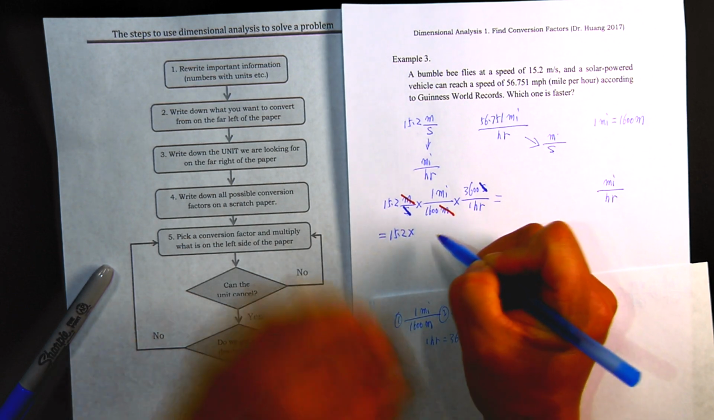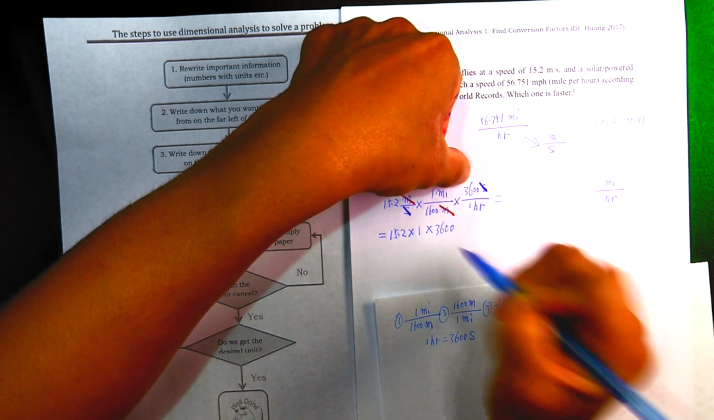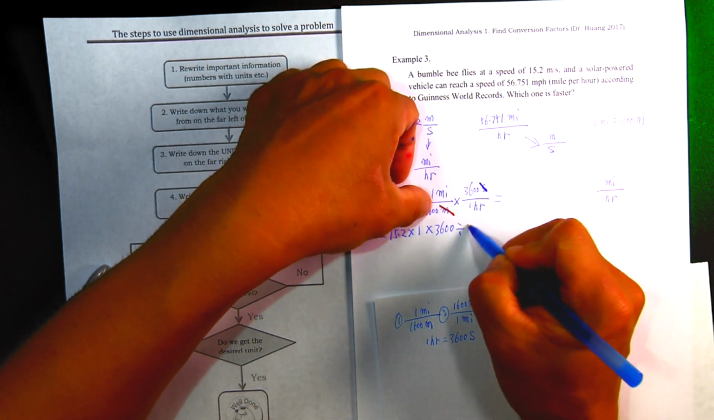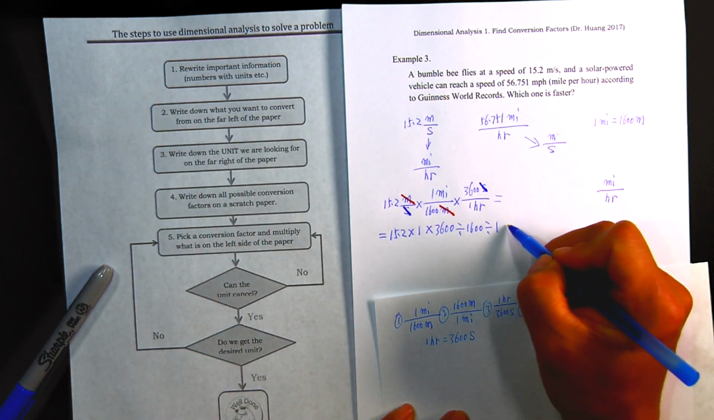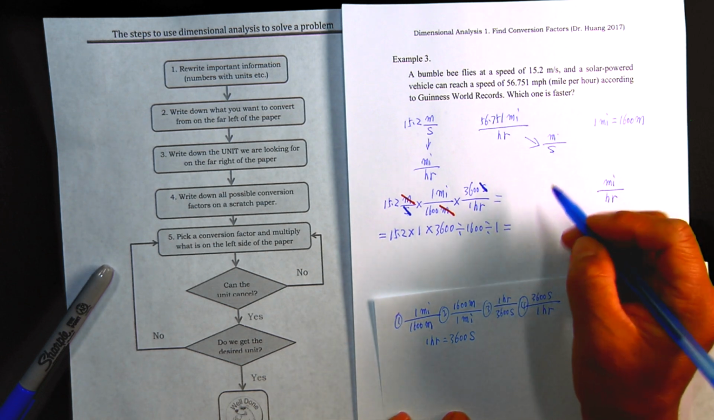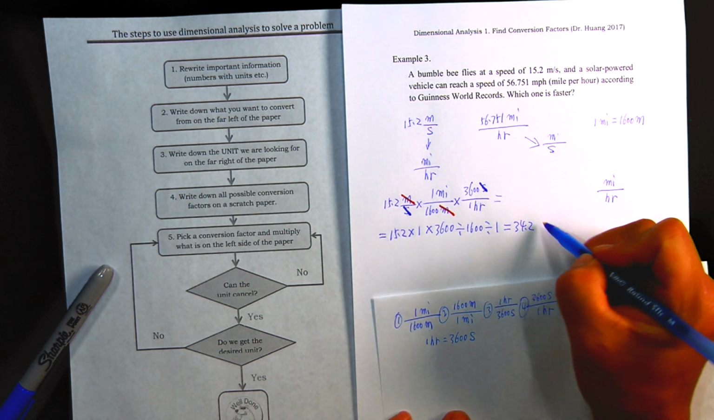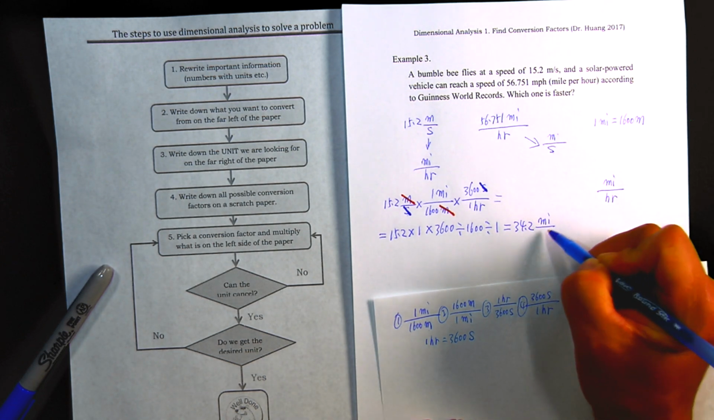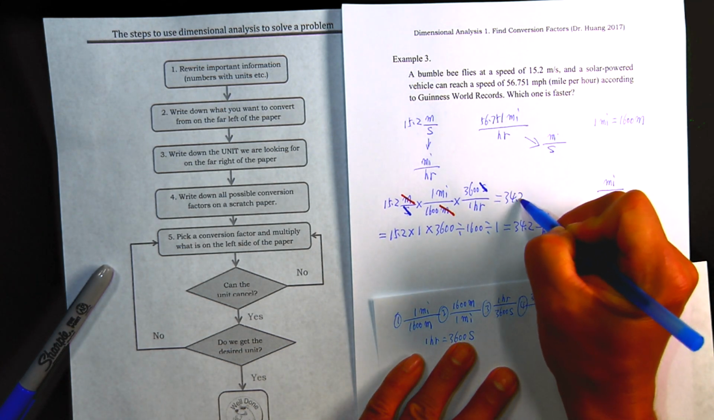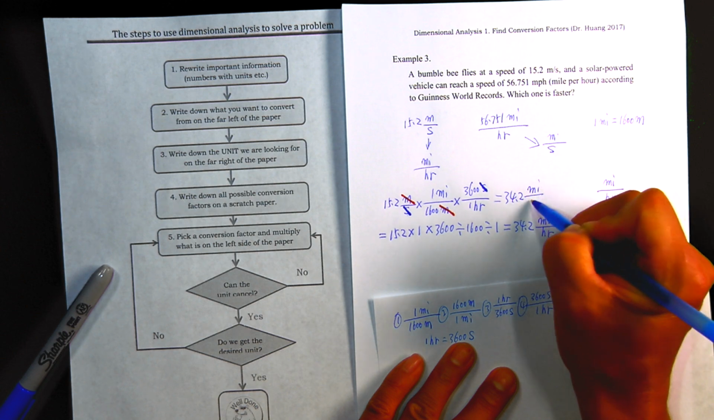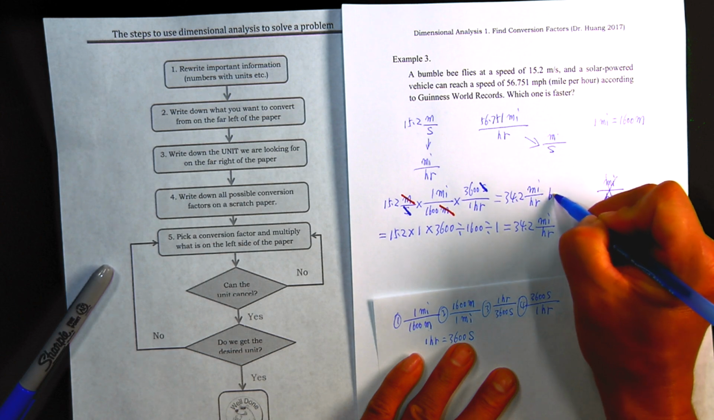15.2 times 1 times 3,600 divided by 1,600 divided by 1. After you punch this into your calculator, the number you get will be 34.2. Remember, the unit we have left is mile per hour. So you put your answer here, 34.2 mile per hour. And remember, this is the speed of the bumblebee.